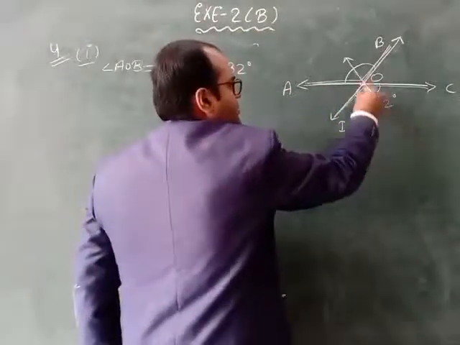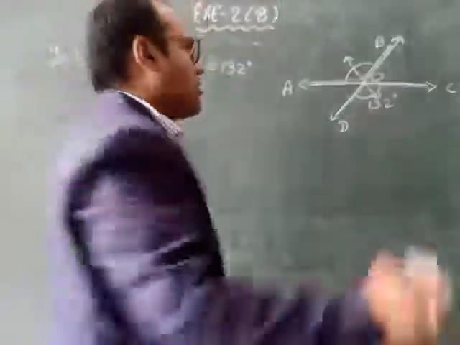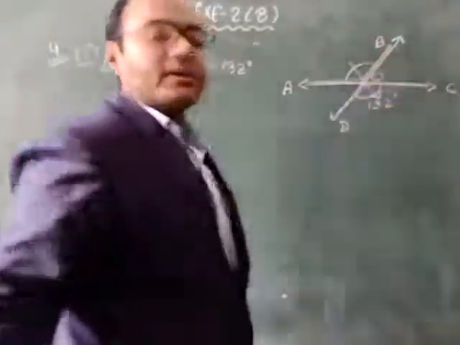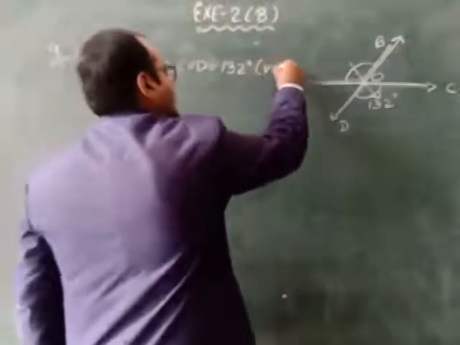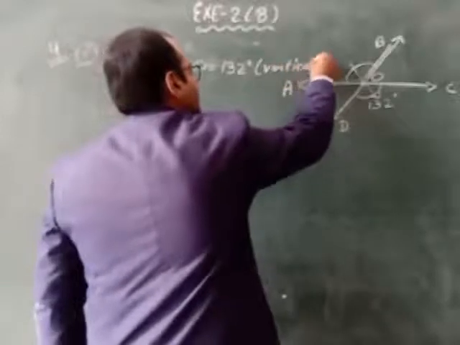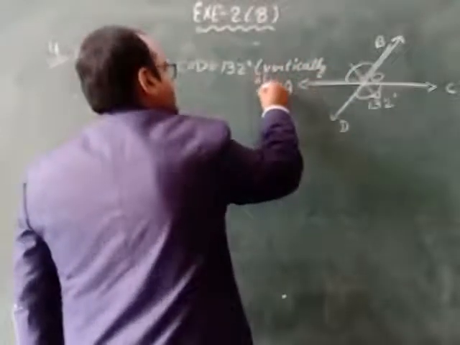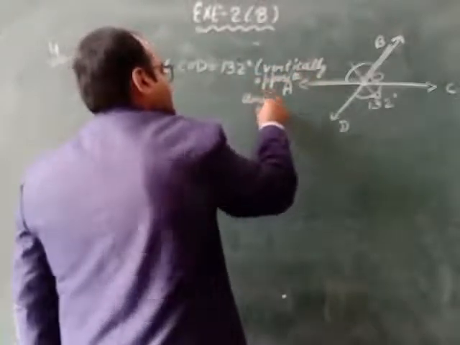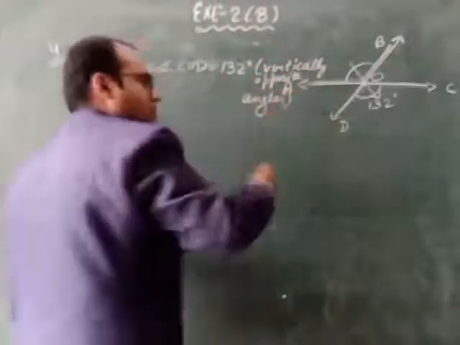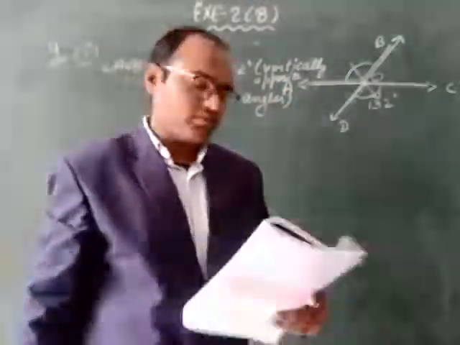This is 132. So this angle will also be 132 degree because the name of the property is vertically opposite angle. We will write here, these are vertically opposite angles. So this is your final answer of 4th question, first part. Only this much we have to do here.